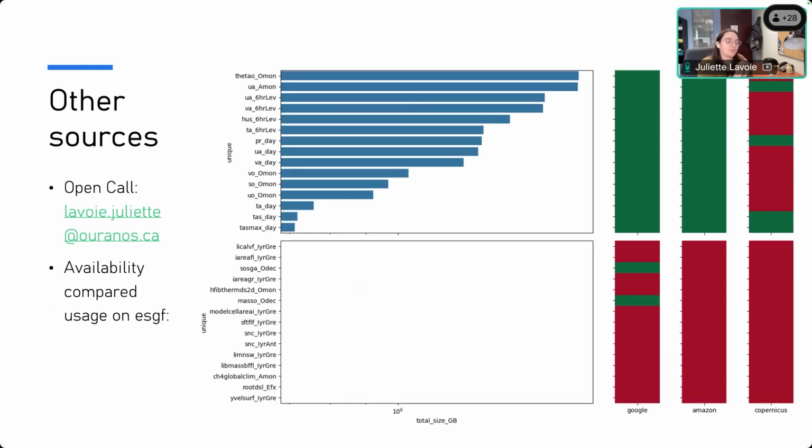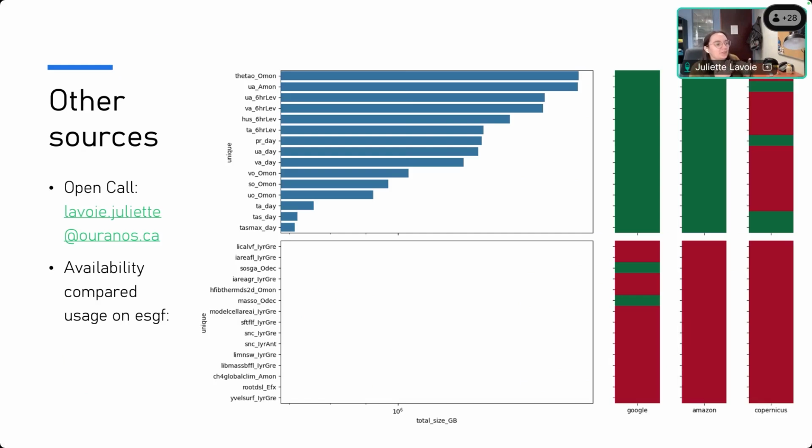That was the initial work we did for ESGF, but we also want to look at other sources. This is now an open call to the community: if you have access to statistics of data from other sources, we'd be really interested in talking with you. You can email me here, because we've been having trouble getting that data, basically.